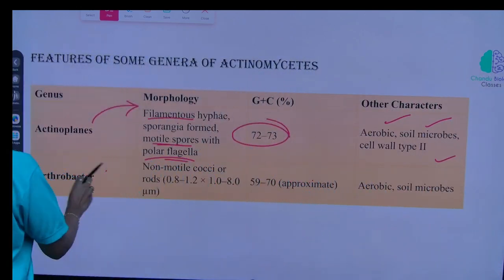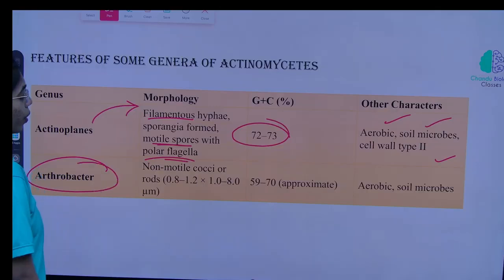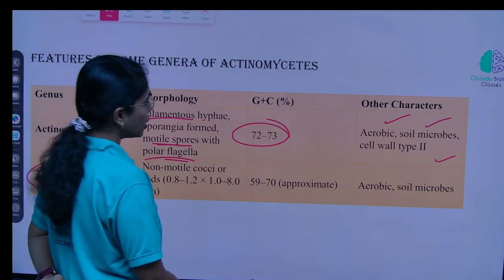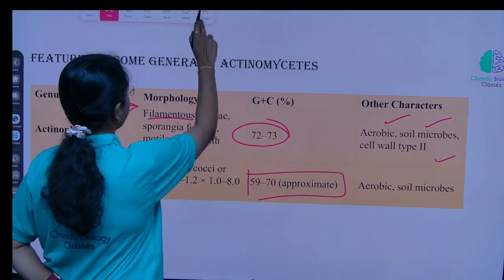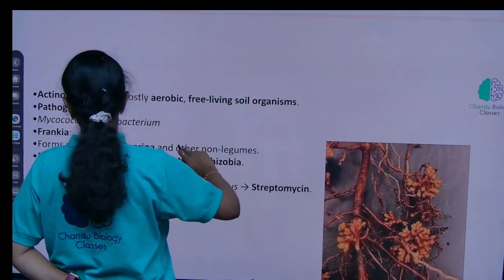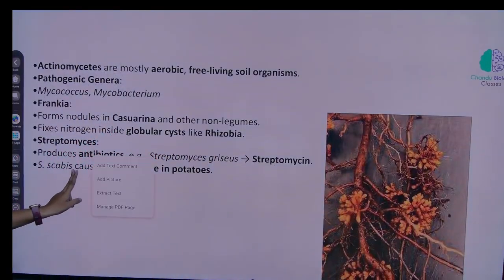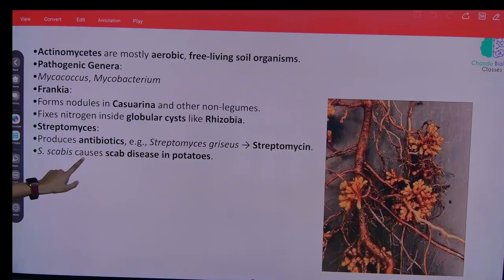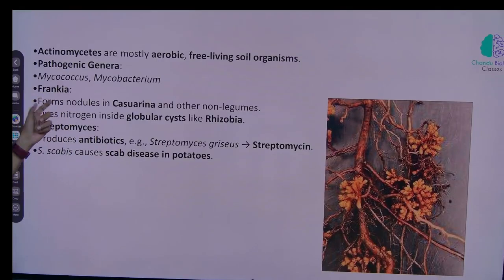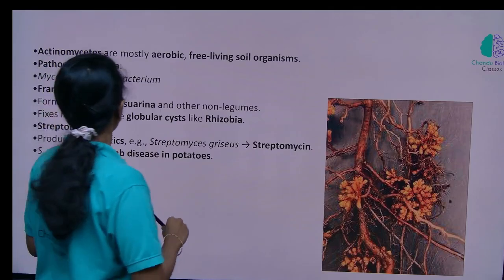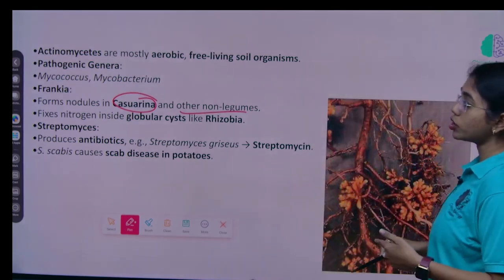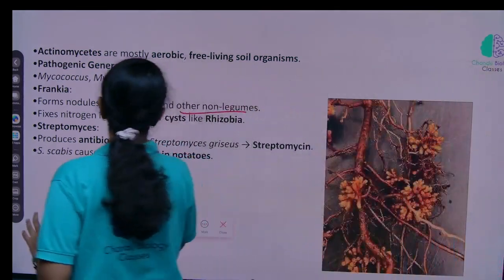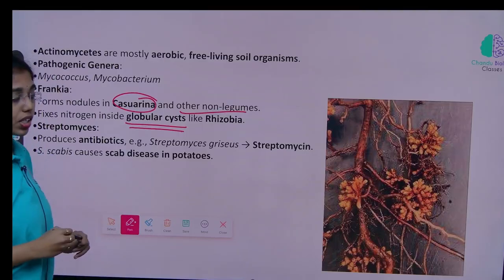Next is Arthrobacter. These are non-motile cocci or rods. Guanine cytosine content is approximately 59 to 70%. They are aerobic soil microbes. Actinomycetes are mostly aerobic and free living. Pathogenic genera include Micrococcus and Mycobacterium. Frankia forms nodules in Casuarina and other non-legumes. They fix nitrogen inside the globular cyst, like rhizobia.